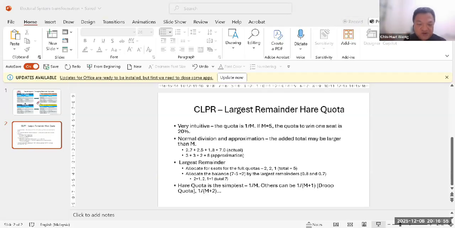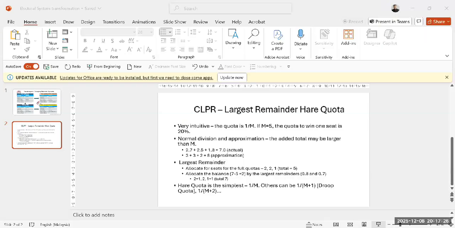If you use normal division and approximation, you end up promising more than what you could give, 8 instead of 7, right? The largest remainder method splits the process into 2. Anyone with a full quota, meaning the number before the decimal, gets 1 seat. So 2 plus 2 plus 1, you get 5. Is that clear?